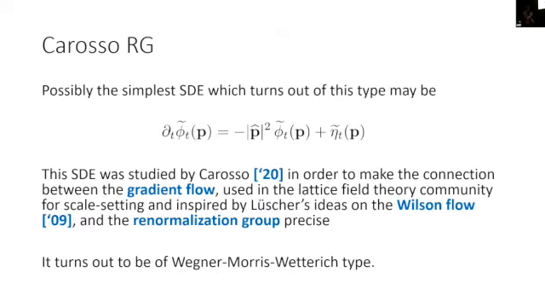Okay, so here's a different RG scheme, which I learned about from papers from Carosa's thesis. So it's very, very simple. You take your field and you noise it diagonally in momentum space.